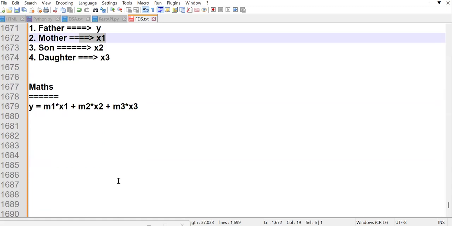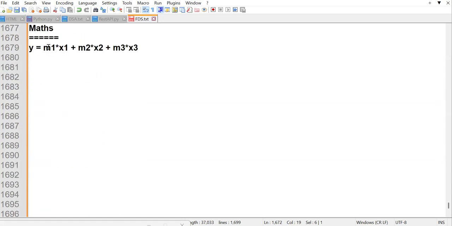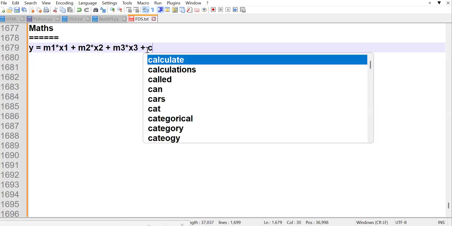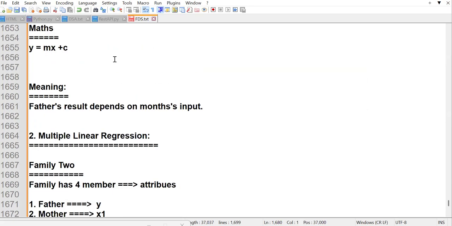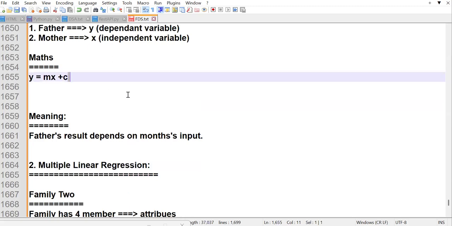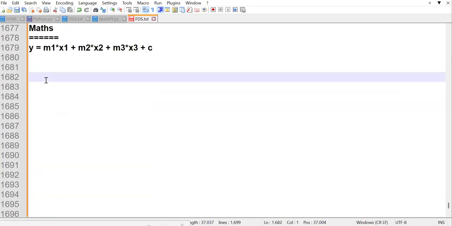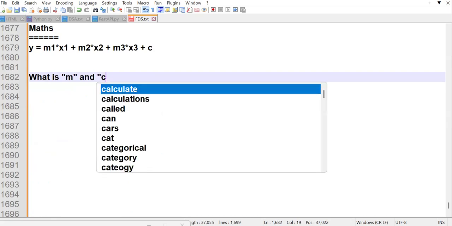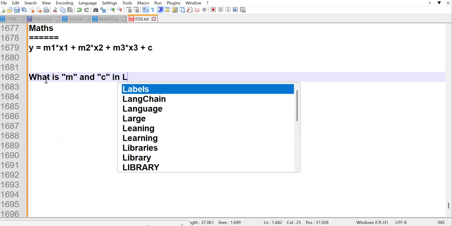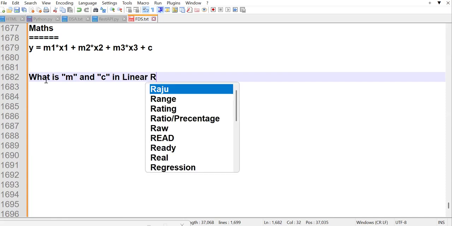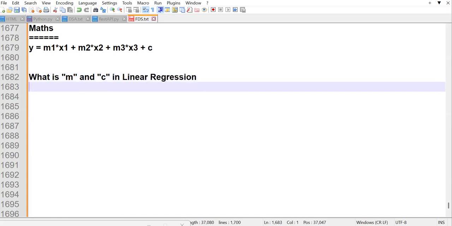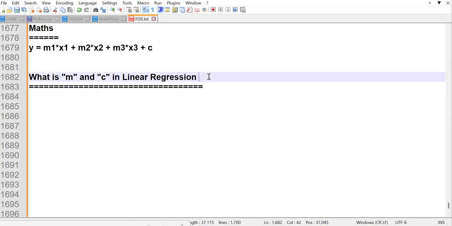Now the question is, you are seeing m and x here, plus c also will come. In the end, plus c is also there. Here also plus c, yes, I have written plus c. So let's try to understand what m and c are. You might be confused about what m is and what c is in linear regression, so let's try to understand them also.